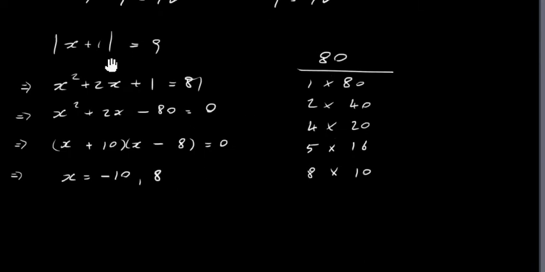So that's two ways of solving these two. You can square both sides, or you can just say x plus 1 is equal to plus 9, x plus 1 is equal to minus 9, and do it.